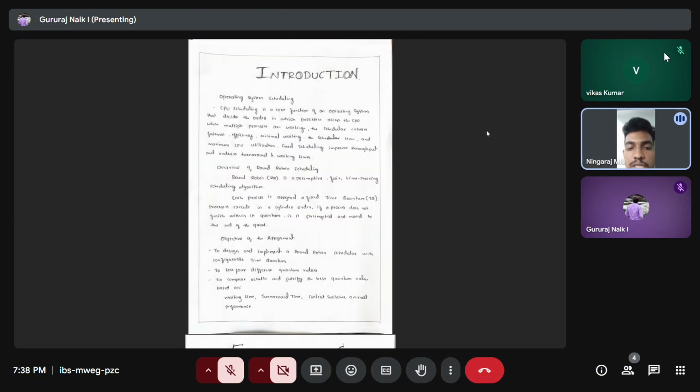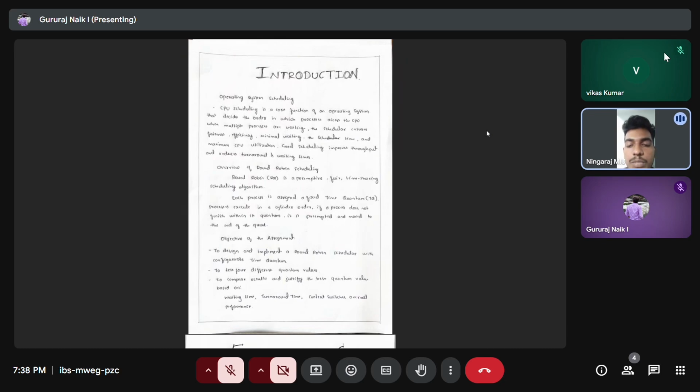Introduction. In this assignment, I implemented and compared the round robin CPU scheduling algorithm. Scheduling decides which process gets CPU time. Round robin is a preemptive algorithm where every process gets a fixed time quantum and processes execute in a cyclic order. The objective was to test four time quantums, 2, 4, 6, and 8 ms, and find which one gives the best performance.